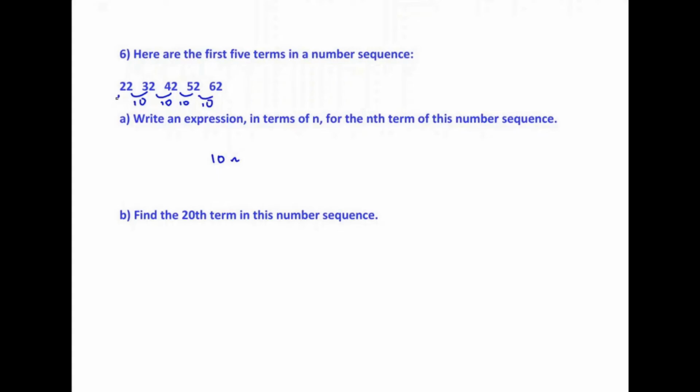I now find the number before the 22. So I'm going to go back 10, so take away 10, and I end up with 12. So our nth term is going to be 10n plus 12.